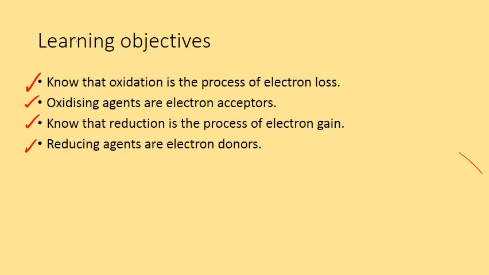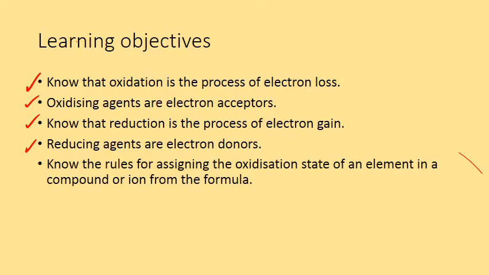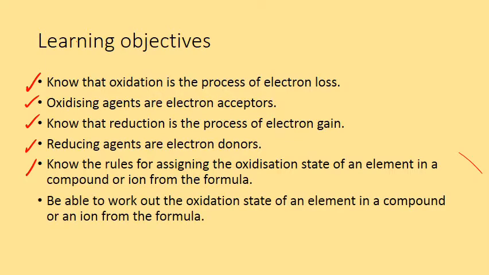We've got all those. And then we went through the rules for assigning oxidation state of an element in a compound or an ion from the formula. We went through 6 or 7 different rules. And we worked out the oxidation state of an element in a compound or an ion from the formula. Did a few examples of that as well. So we're done. I think we covered off all those learning objectives.